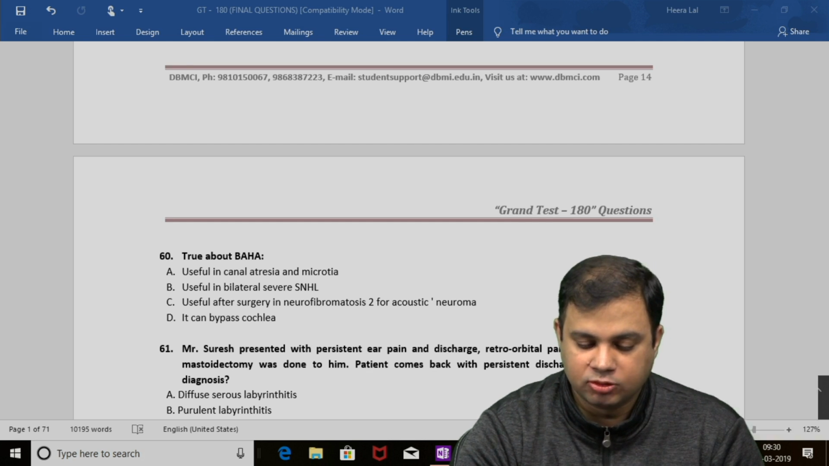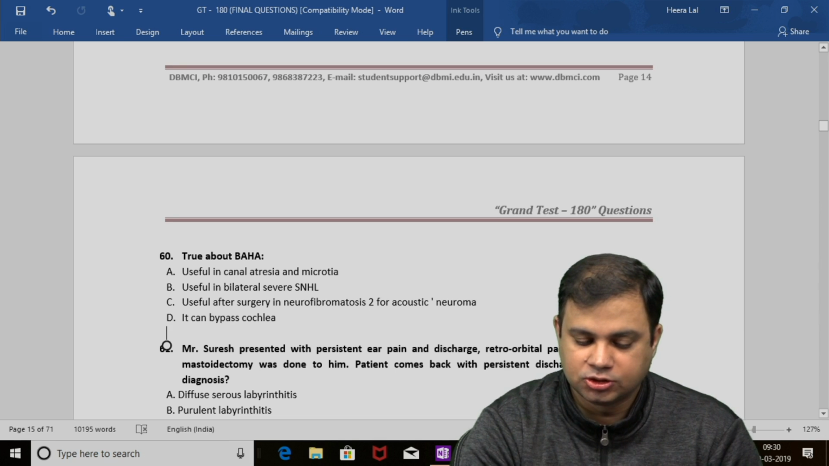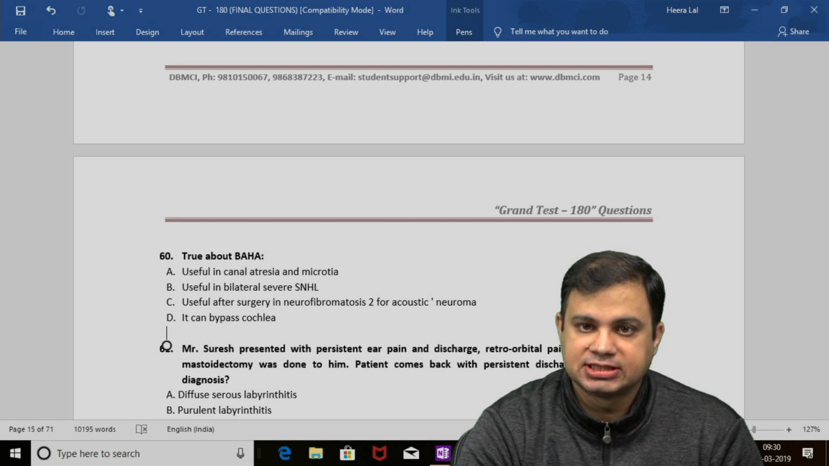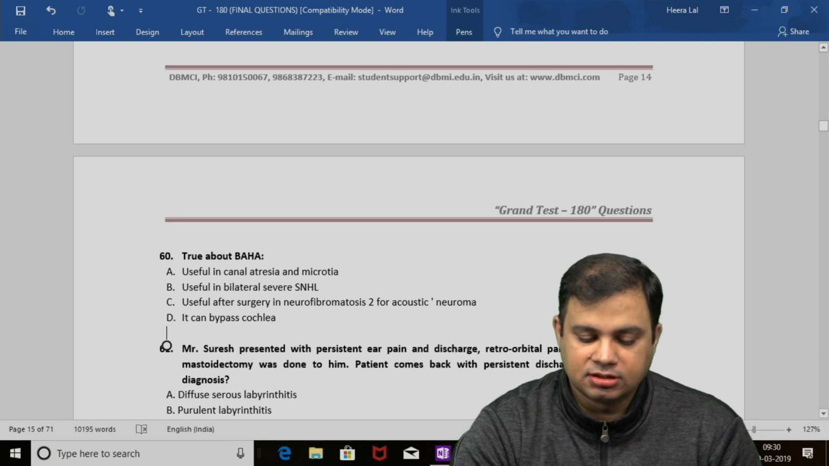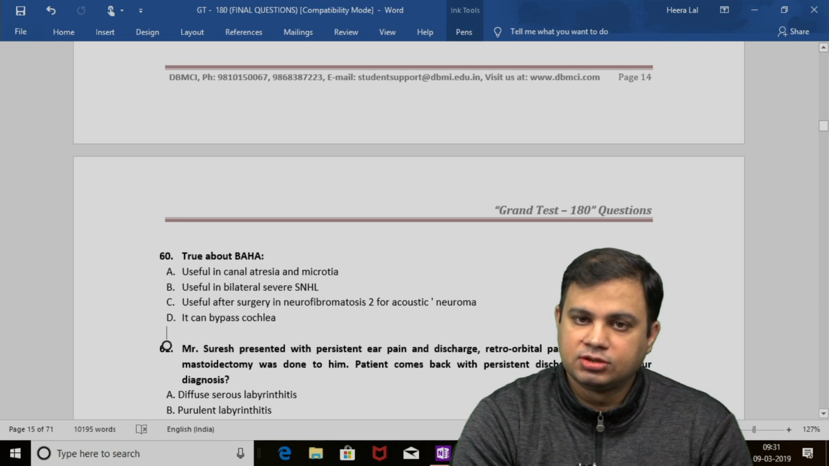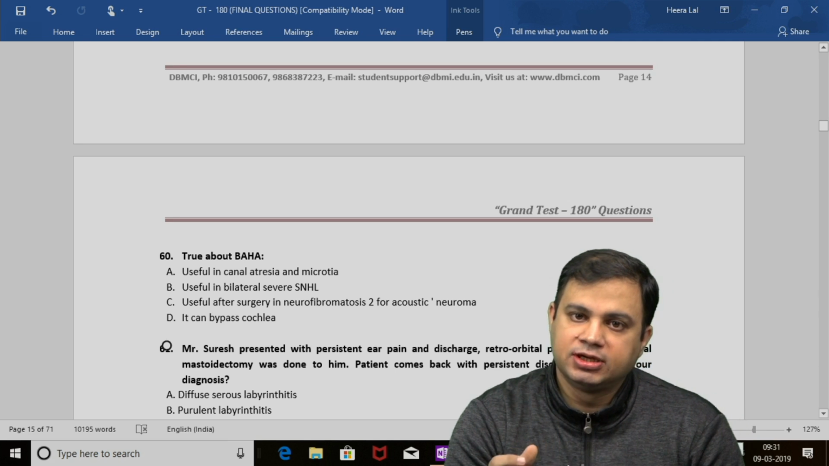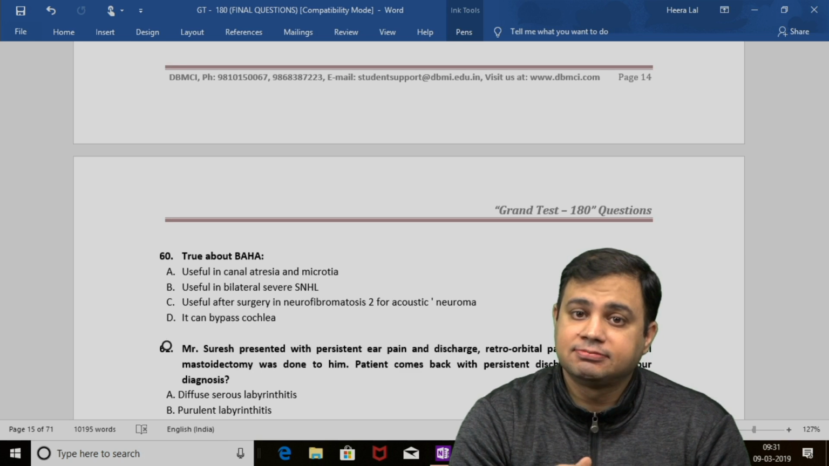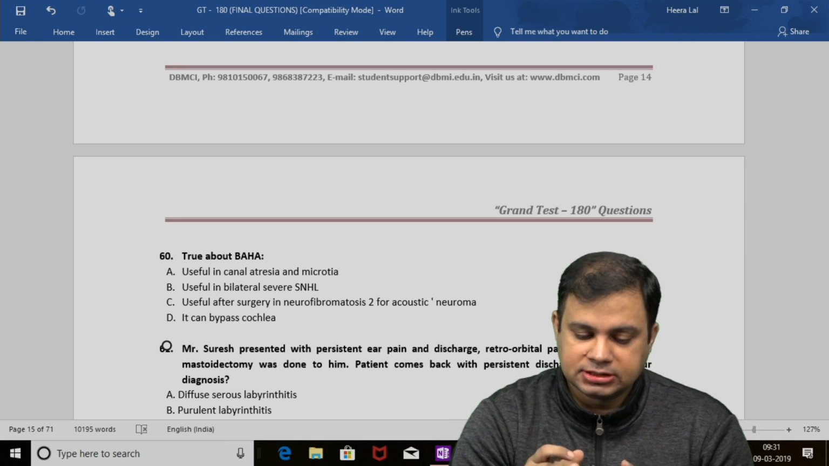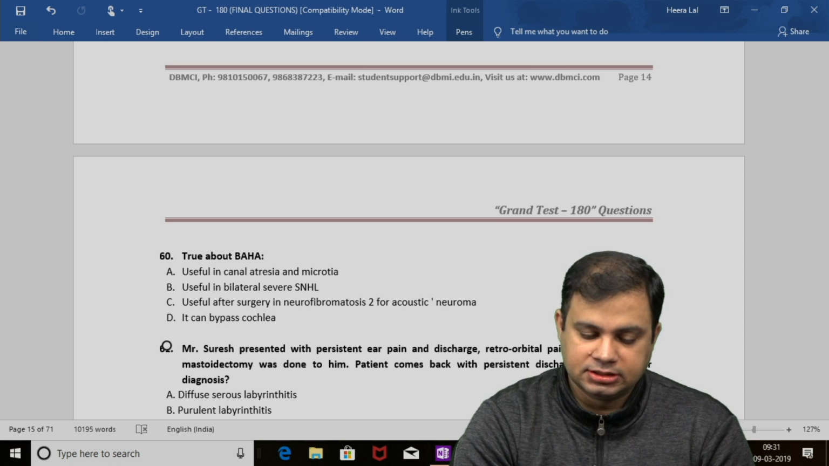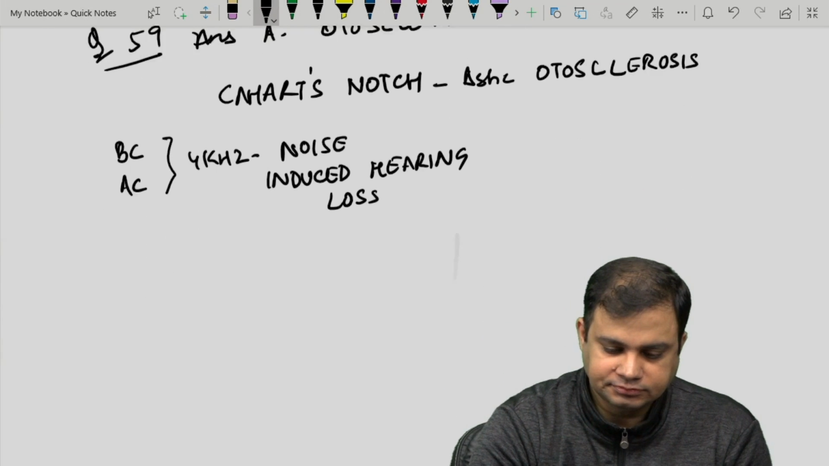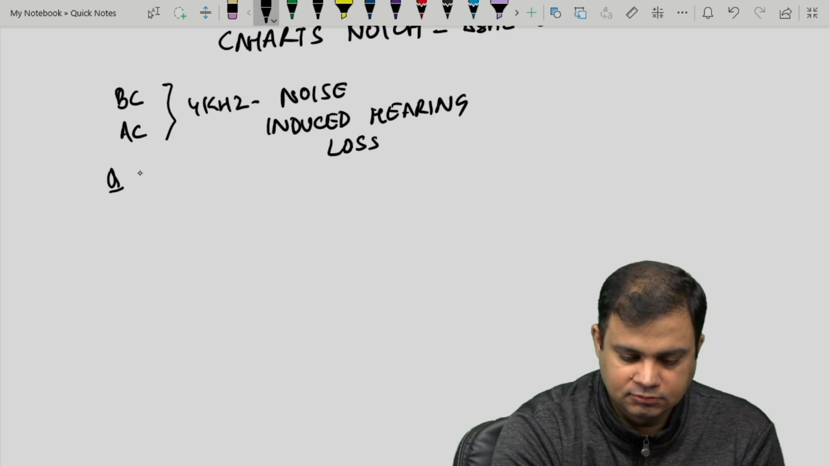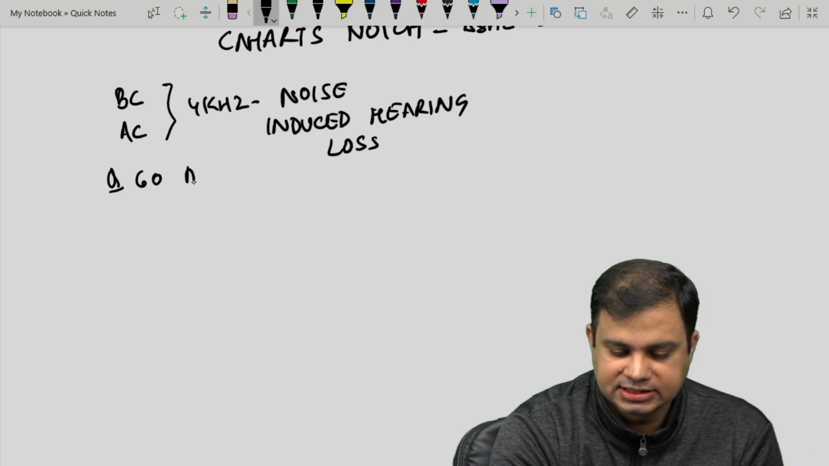Well, in neurofibromatosis type 2 for acoustic neuroma, we do not do BAHA, we do what is known as the brainstem implant. It can bypass the cochlea. The function of BAHA is bone anchored hearing aid, so it directly stimulates the cochlea. So, it does not bypass the cochlea. So, option E is the only correct option in the given options. So, answer is question number 60, answer is A.